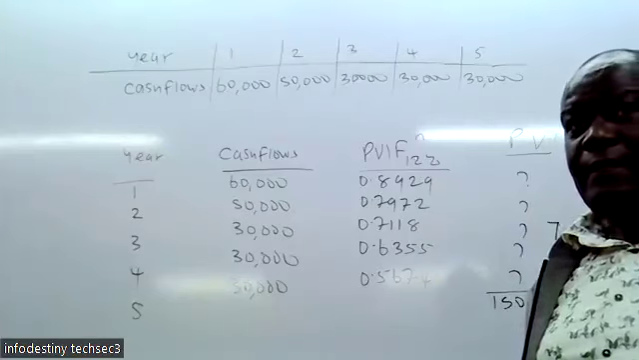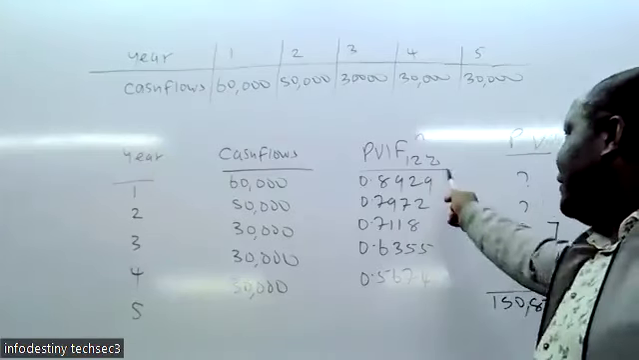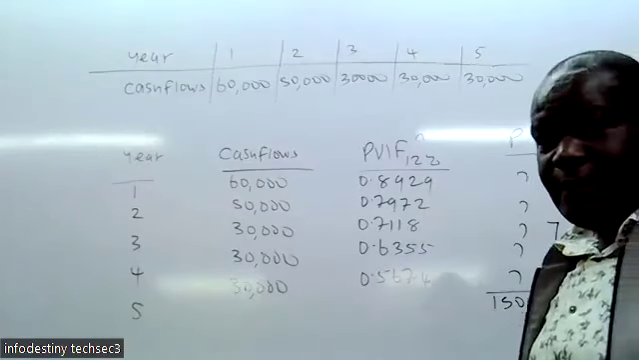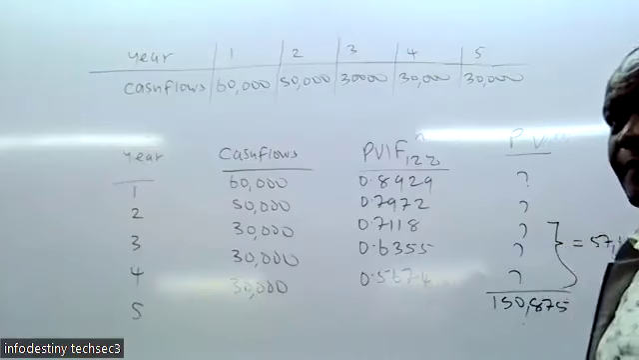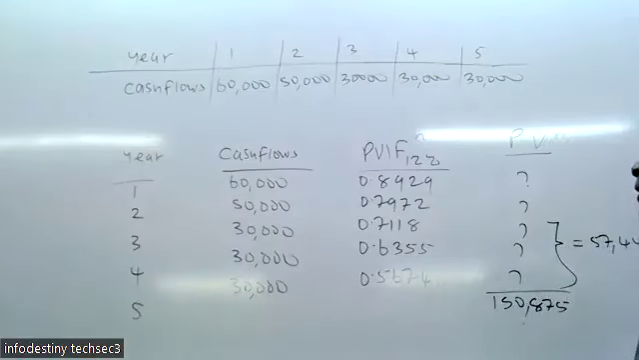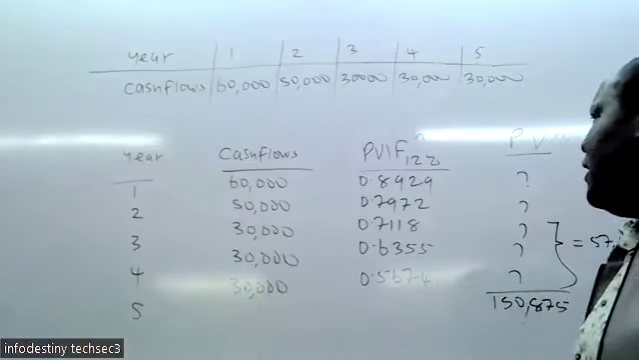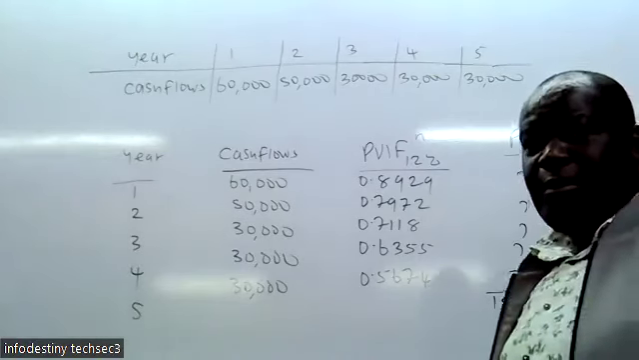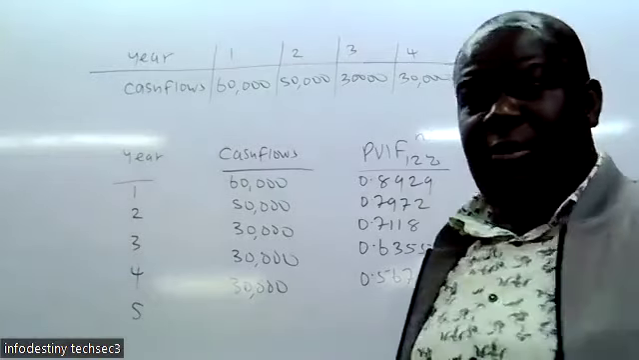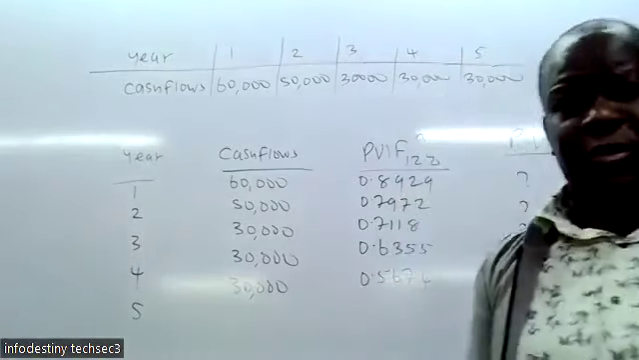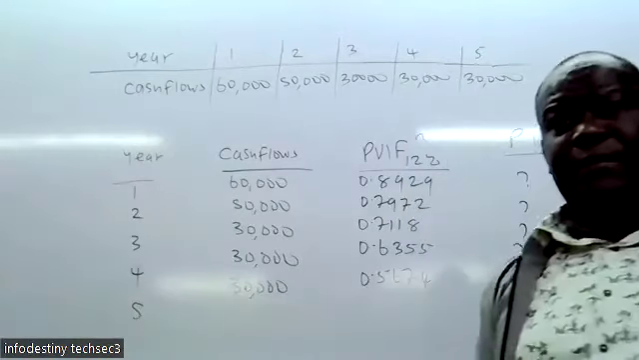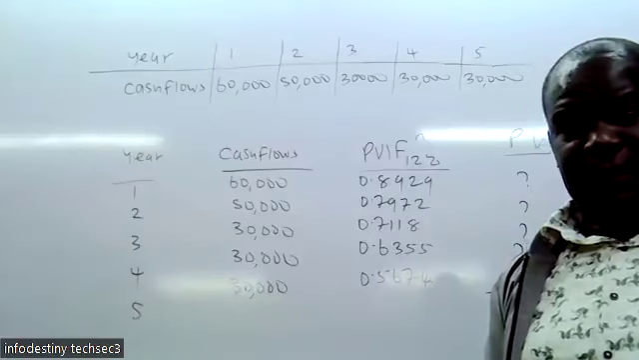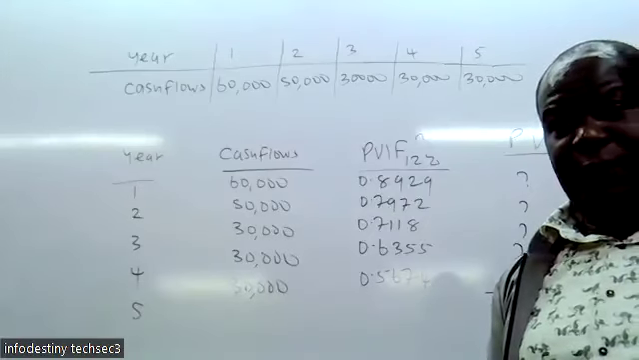93, 40. Add this one and this one. When you add 0.8929 plus 0.7972, all of you confirm. There is something I want you to understand between the two tables. So when you add, what are you getting? 1.690. Yeah, online confirm the total.